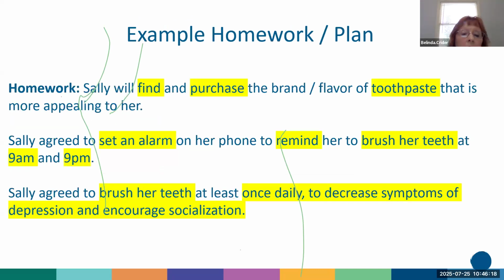All right, so this is an effective plan example because it outlines exactly what the client is going to do. Sally's going to find and purchase toothpaste that she likes, right? Sally is going to set an alarm on her phone to remind her to brush her teeth morning and night. Sally is going to brush her teeth at least once to decrease feelings of depression and encourage socialization.